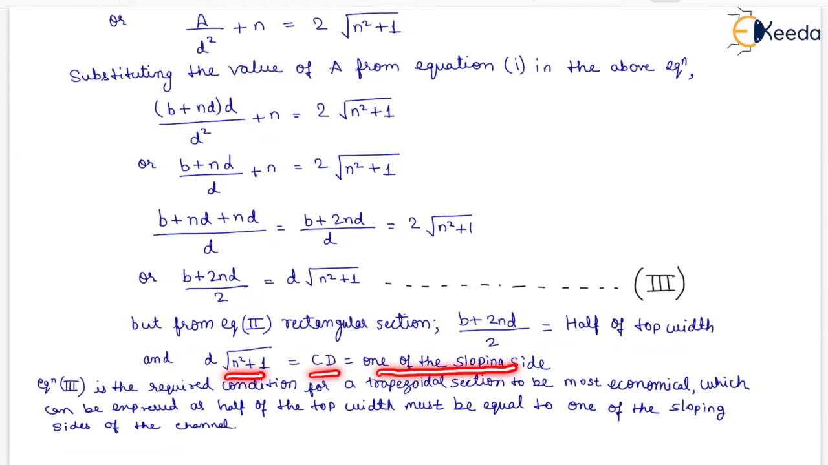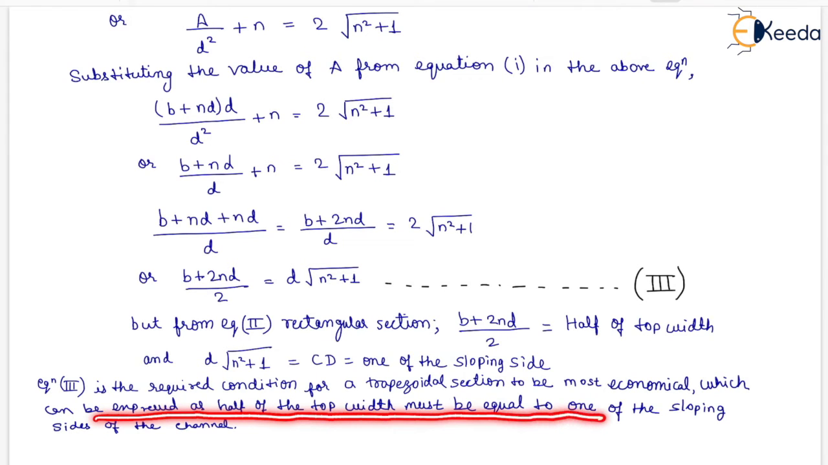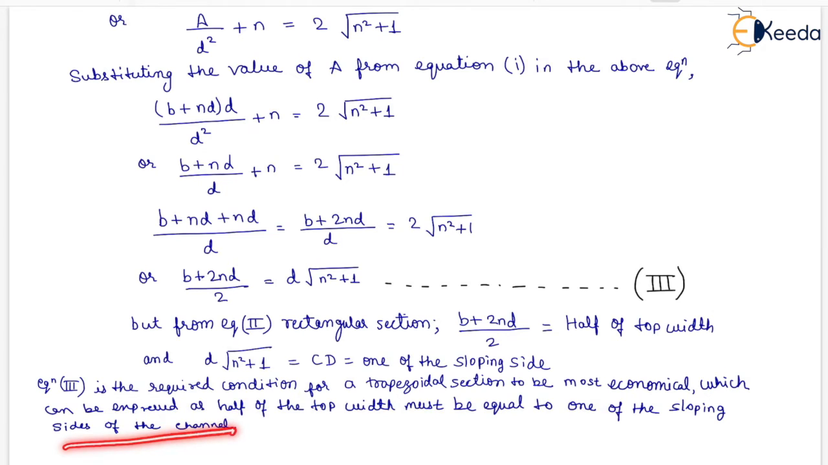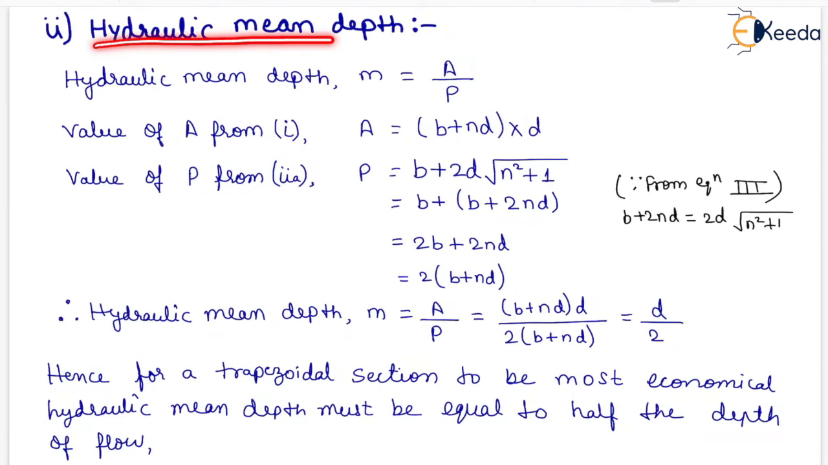1 of the sloping side. Therefore, equation 3 is the required condition for a trapezoidal section to be most economical, which can be expressed as half of the top width must be equal to 1 of the sloping sides of the channel. Now next is the hydraulic mean depth.